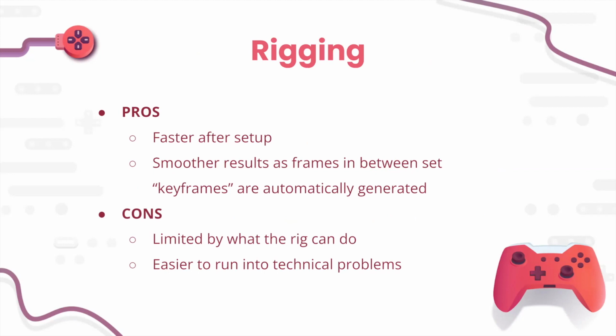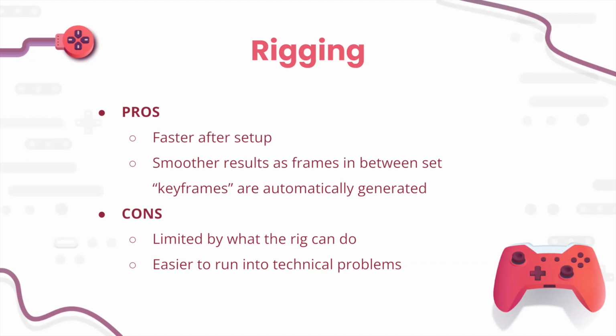And here are the pros and cons of rigging. Rigging is faster after setup, even though it sometimes has a perceived higher barrier. It's going to be a lot faster after you actually set up the rig. You're going to have smoother results, as the frames in between the keyframes that you set are automatically generated. So you can have like 60 frames just between 2 keyframes if you want. You can have 30. However smooth you want the animation to be, you can pretty much have full control over that.